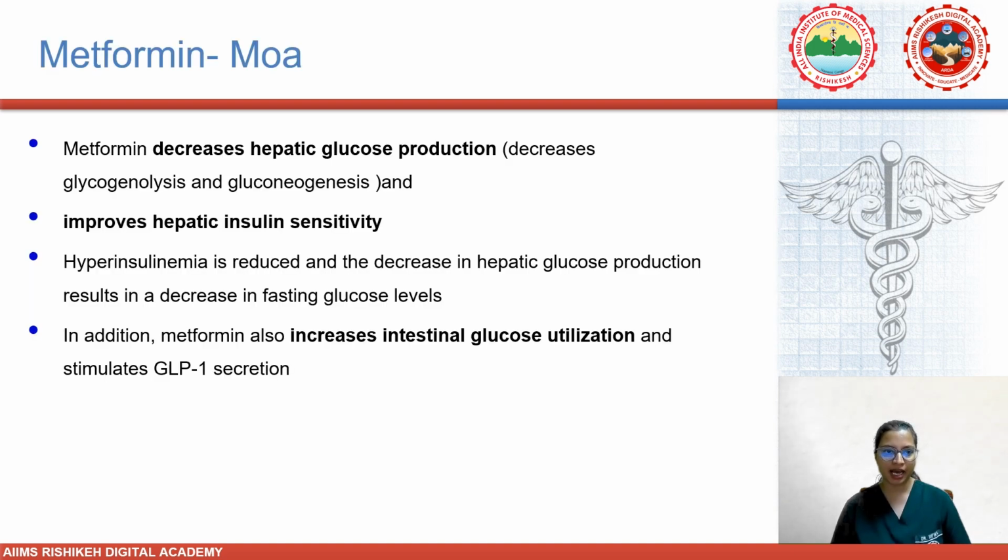It decreases the hepatic glucose production by decreasing the glycogenolysis and gluconeogenesis, and it improves the hepatic insulin sensitivity. Hyperinsulinemia is reduced and there is a decrease in the hepatic glucose production, which results in a decrease in the fasting glucose levels. In addition, it also increases intestinal glucose utilization and stimulates the GLP-1 secretion.